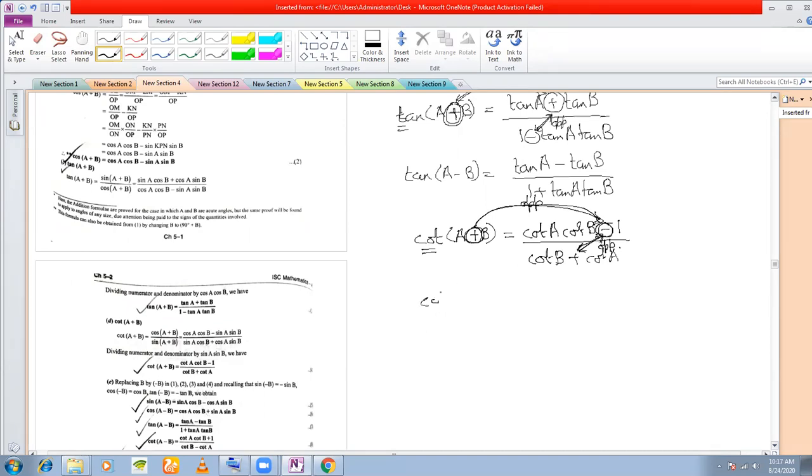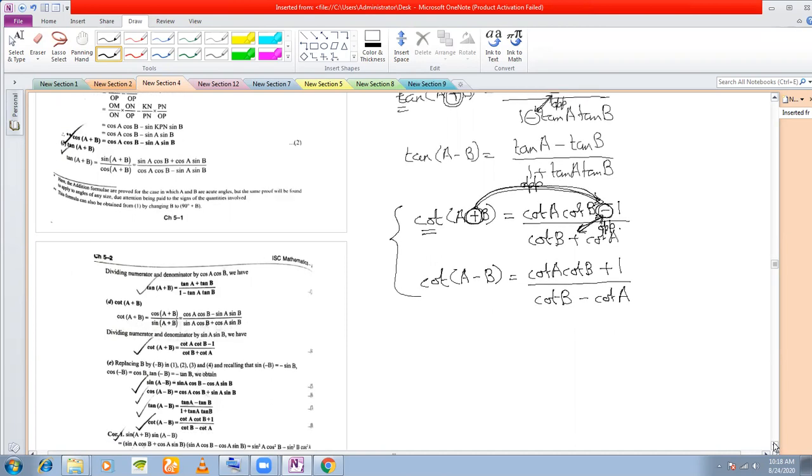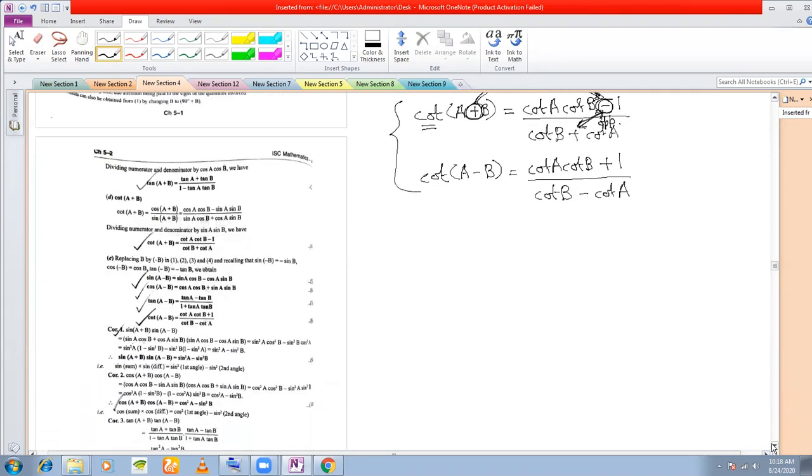So if I want to write the cot A minus B formula, I must write it as cot A cot B plus 1, divided by cot B minus cot A. These two are opposite of each other. Okay. So cot formulas, even if you don't remember, it's okay, because cot is the reciprocal of tan, so you can work with tan also.